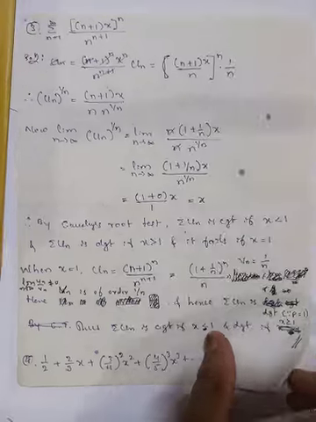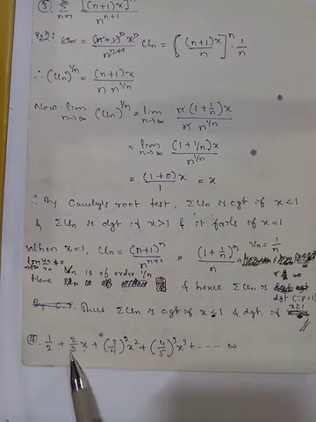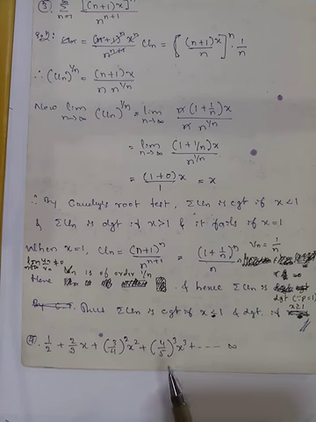Okay, now we take the next problem. 1 by 2 plus 2 by 3 into x plus (3 by 4) whole square x square plus (4 by 5) raised to 3 into x cube plus so on up to infinity. This is the given infinite series.